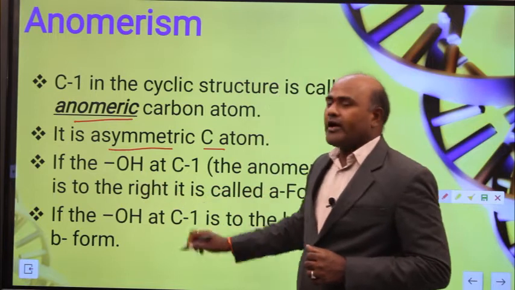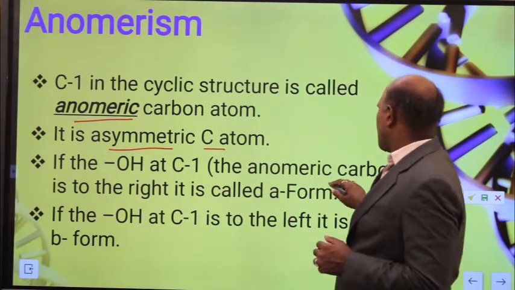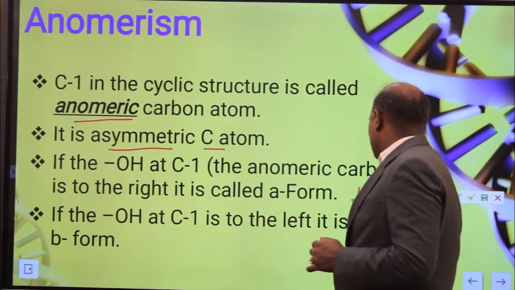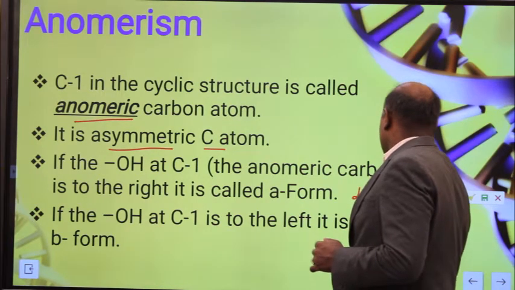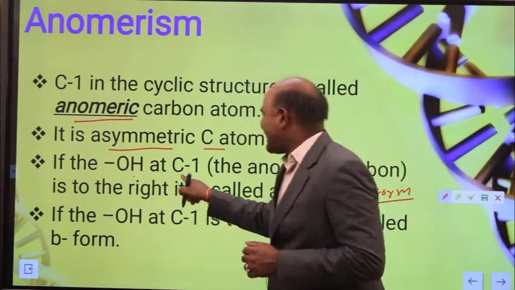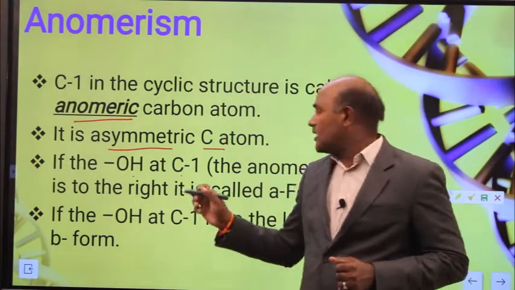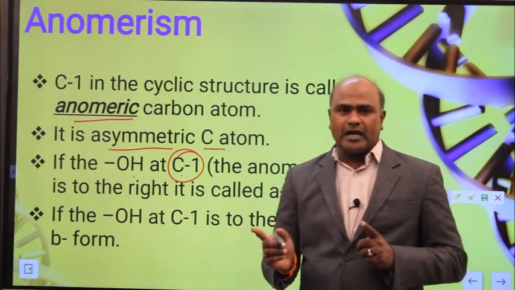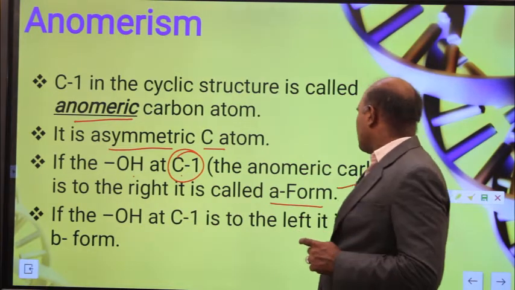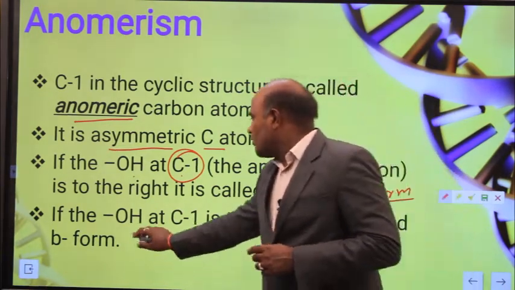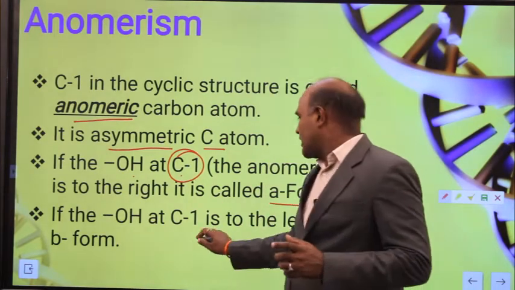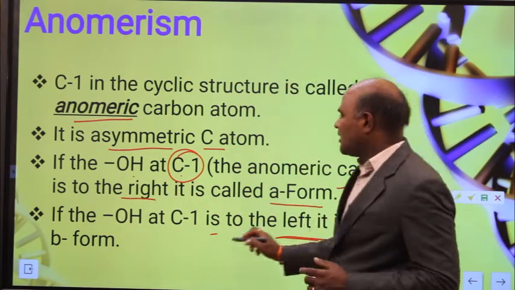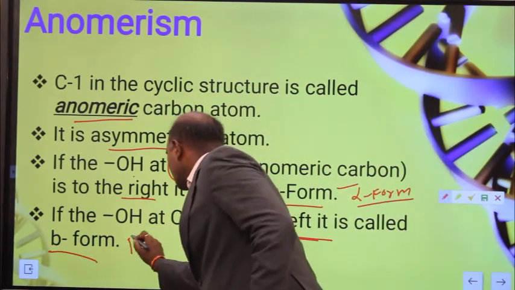If the OH hydroxyl group at C1, the anomeric carbon, is attached to the right side, it is called the alpha form. If the OH attached to C1 is to the left side, it is called the beta form. This is actually the beta form.